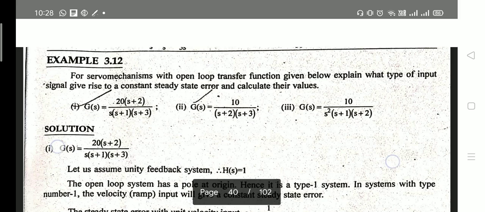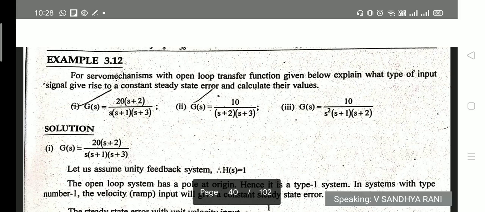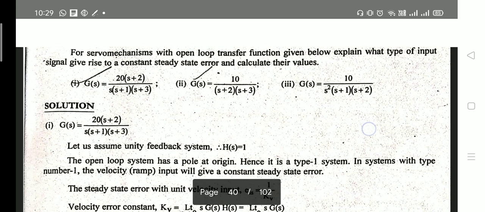Next problem. For servo mechanisms with open loop transfer function given below, explain what type of input signal gives a constant steady state error and calculate their values. In that, first one, G(s) is equal to 20(s+2) by s(s+1)(s+3). Second one is G(s) is equal to 10 by (s+2)(s+3). Third one is G(s) is equal to 10 by s²(s+1)(s+2).